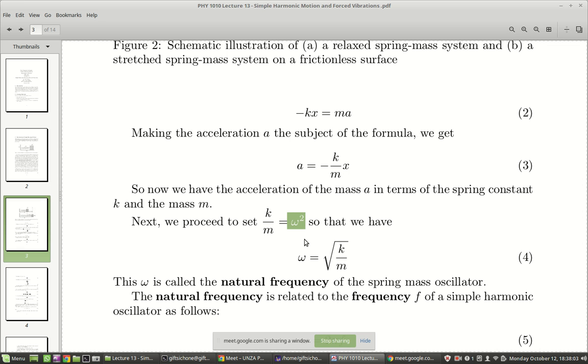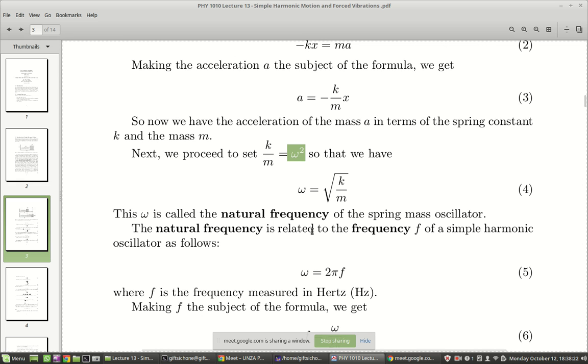This omega is what we call the natural frequency. It is the frequency at which something is vibrating on its own without being forced to do anything, the natural frequency of the spring mass oscillator. So the natural frequency omega is equal to the square root of k, which is the spring constant, divided by m, the mass which is attached to the spring.